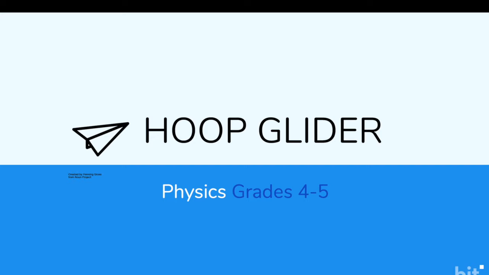Today we'll be looking at the activity Hoop Glider. We'll be looking at the version for grades 4 through 5. You can find additional versions for other grades in the Explore Activities page. You should pre-make a prototype Hoop Glider to show the class so they have an idea of what they're building.